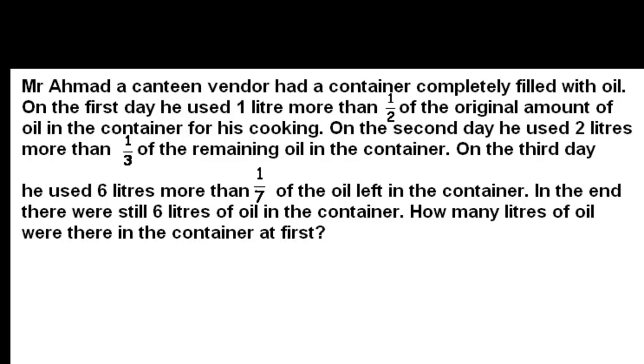On the first day, he used 1 liter more than half of the original amount of oil in the container for his cooking. On the second day, he used 2 liters more than 1/3 of the remaining oil in the container. On the third day, he used 6 liters more than 1/7 of the oil left in the container. In the end, there were 6 liters of oil in the container. How many liters of oil were there in the container at first?